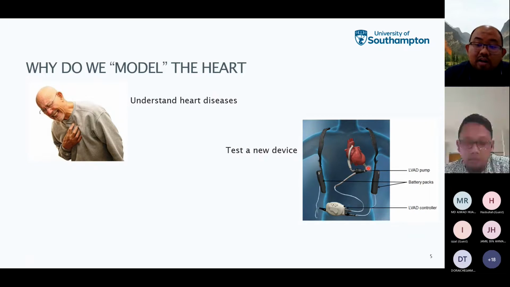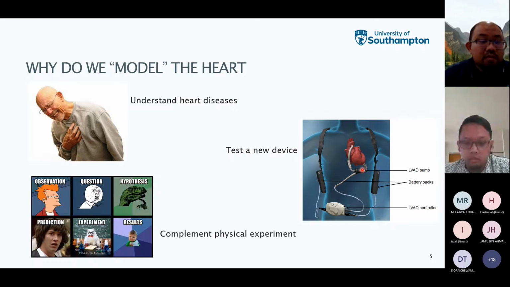But of course, for human beings, we have to test the new device rigorously. You have to do animal studies, you have to do clinical trials, but in addition to that, you can also test it first in a heart model. That way, you reduce the cost of experimentation and also reduce the risk, because you are implanting this in a human being, so it has to be very, very safe.